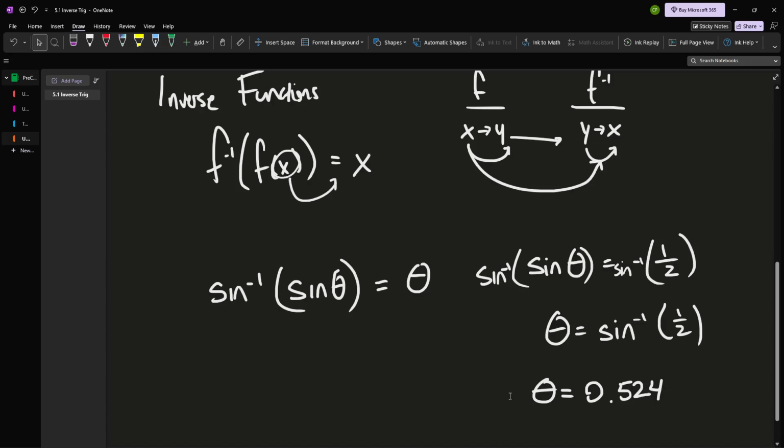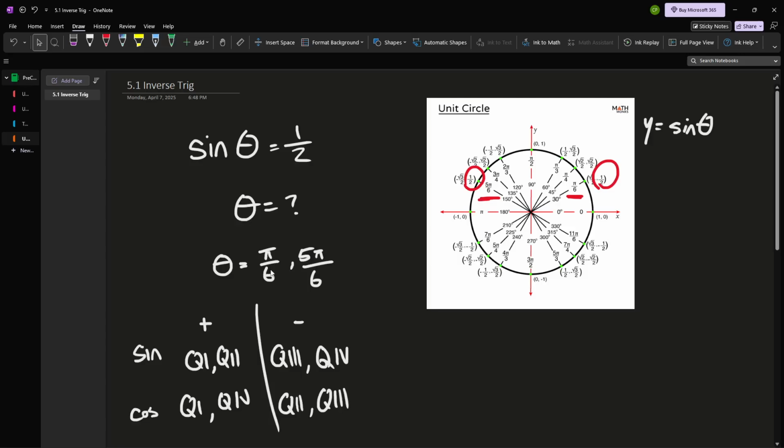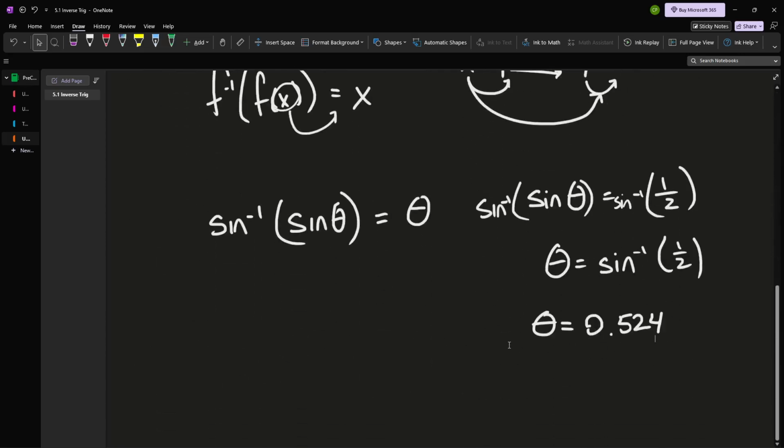That's one of our answers. We're not quite done yet. We skipped some steps, but at this point we got 0.524. Real quick, with your calculators, please type in sine of 0.524. You should get very, very close to 1/2. But also, one more thing I want you to check is please do pi divided by 6. You should see that you get 0.524.